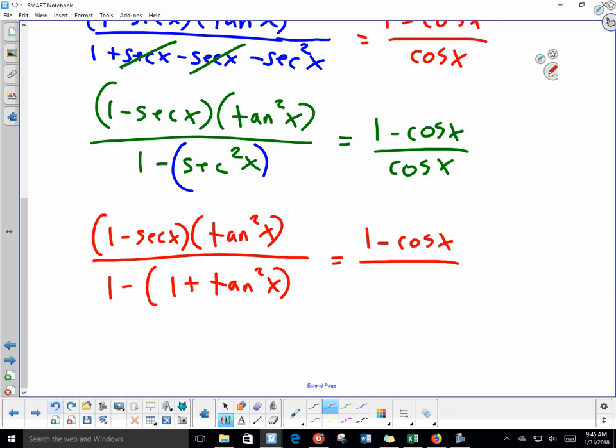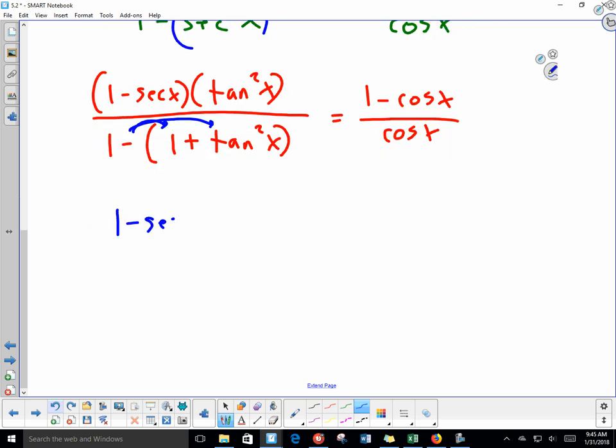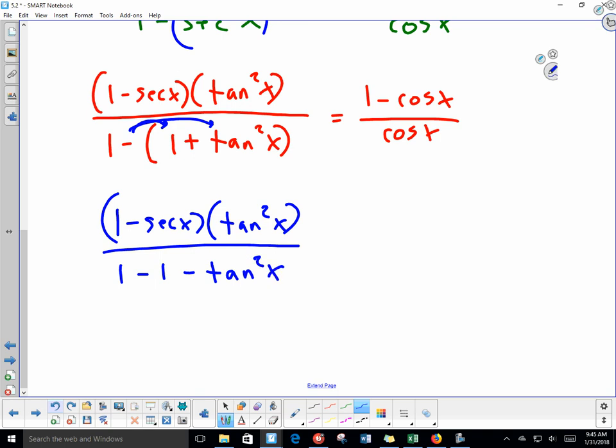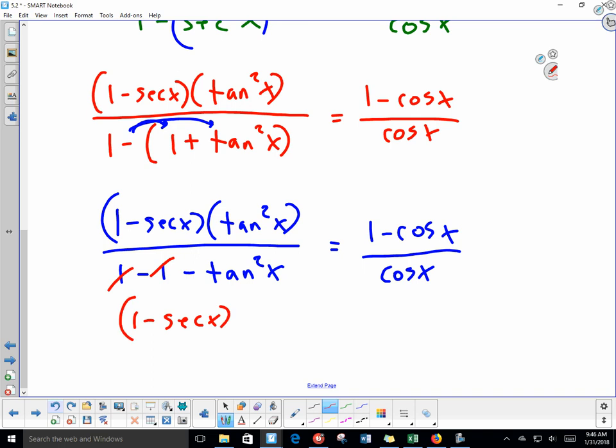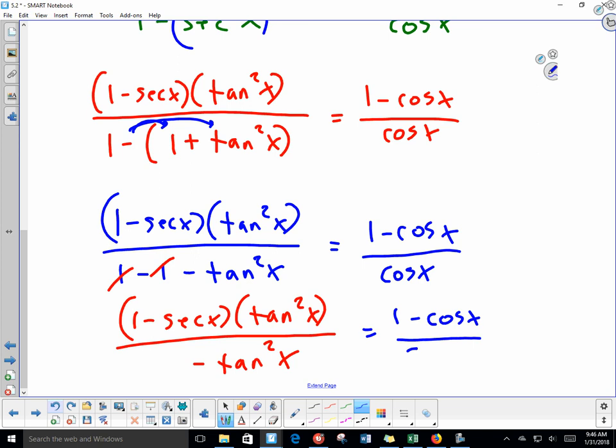Still trying to show that this is 1 minus cosine x over cosine x. If we distribute this negative here, we're going to have 1 minus secant x times tangent squared x over 1 minus tangent squared x, which we're trying to show is equal to 1 minus cosine x over cosine x. The 1's are subtracting off here, so we get 1 minus secant x times tangent squared x over negative tangent squared x. Still trying to show this is equal to 1 minus cosine x over cosine x.